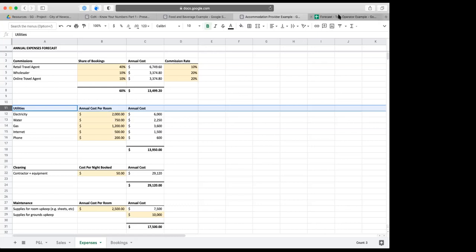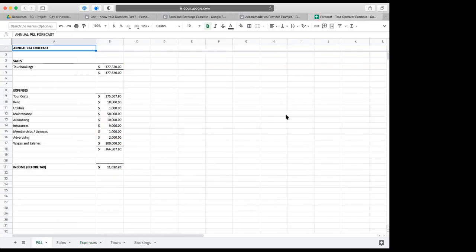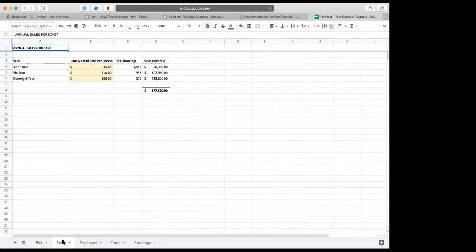So finally, let's take a look at the tour operator example. Again, we have an annual income forecast, and sales in this business are in the form of tour bookings. So let's take a look at the sales tab to see how that's broken down. In this business, there are 3 types of tours that are sold. So this might be for, say, a bushwalking tour. They are a 1.5-hour tour, a 3-hour tour, and an overnight tour.